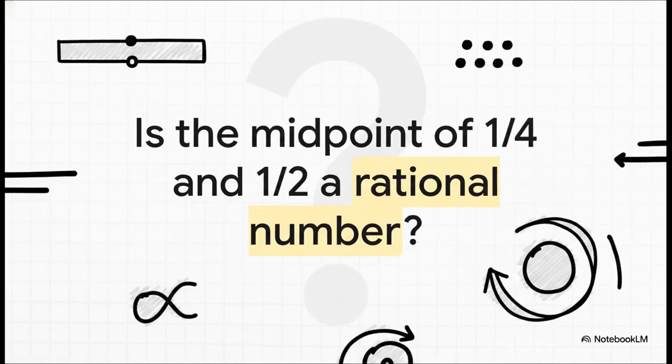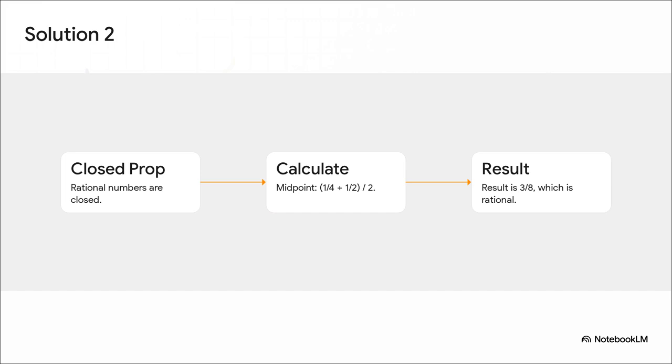Let's do one more. This one's a conceptual question that loops right back to the beginning of today's explainer. Is the midpoint of 1/4 and 1/2 a rational number? Think back to that theoretical proof we walked through earlier. And the answer is an absolute yes. Remember, rational numbers are closed under addition and division.